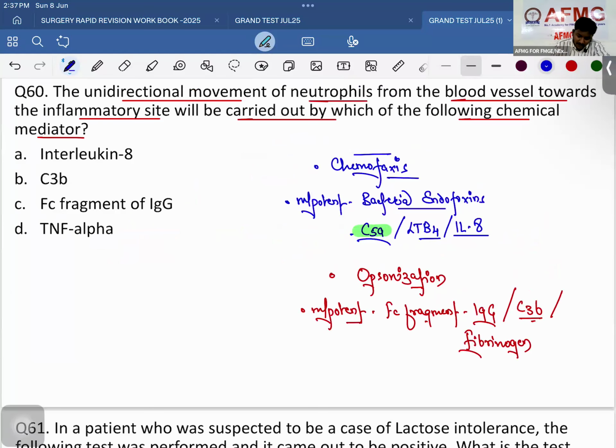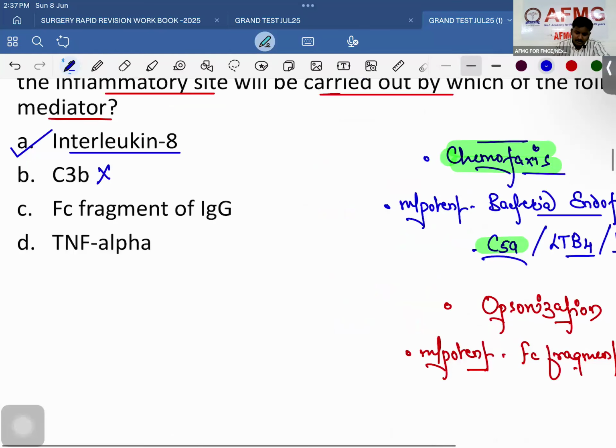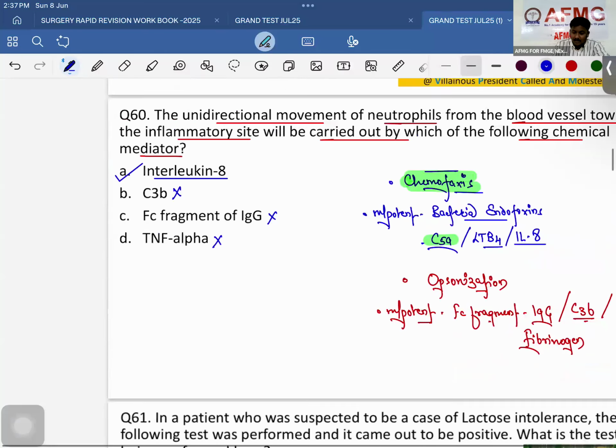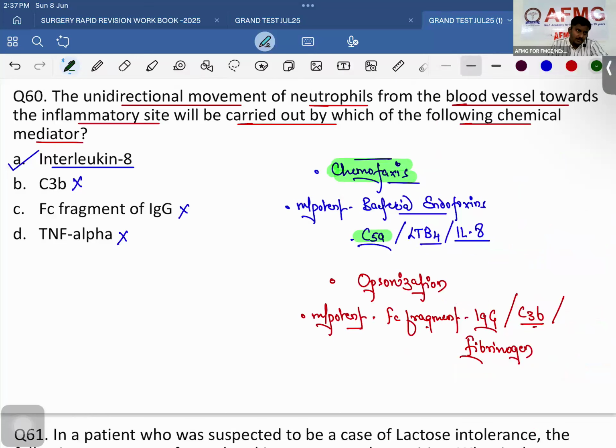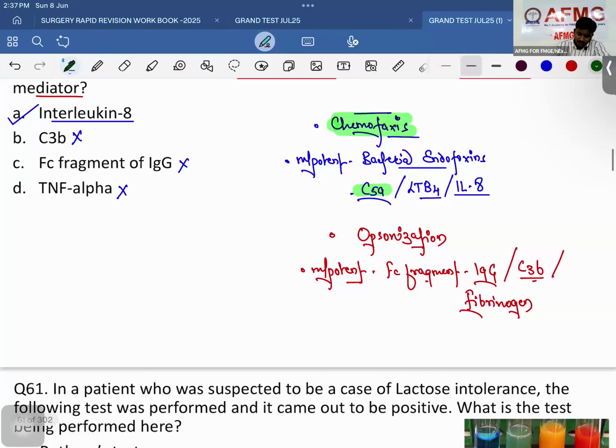So here they have asked about chemotaxis, and either you will find bacterial endotoxins or C5a, but both of them are not there. Next is leukotriene B4 or interleukin 8. What is given? Option A, that is interleukin 8. We know it is responsible for the activation of neutrophils. C3b is an opsonizer, not a chemotactic stimulus. Fc fragment of IgG is again an opsonizer, not a chemotactic stimulus. TNF alpha is responsible for fever in the patient. Clear? So that is what is important to be remembered.